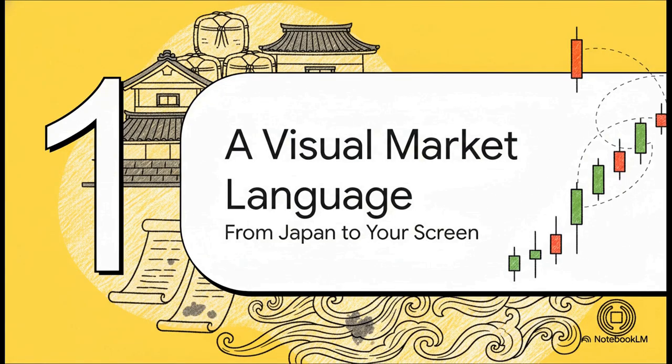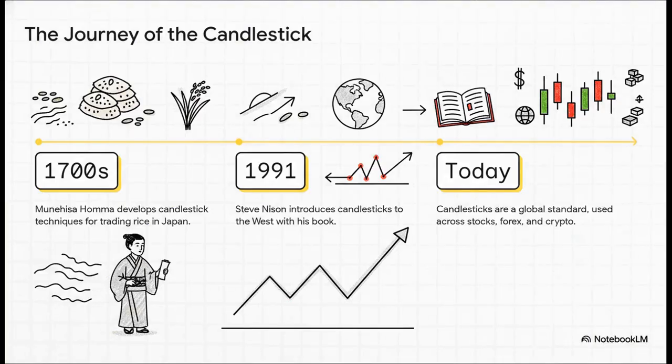Okay, so let's really dive into this. To get a handle on candlesticks, it actually helps to know where they came from. Because this isn't some newfangled invention, it's a technique that's been refined over centuries. Yeah, this technique has a really surprisingly long history. It all started way back in the 1700s with a Japanese rice merchant named Munehisa Homma. And what he figured out was that market prices weren't just about supply and demand. They were driven by human emotion.